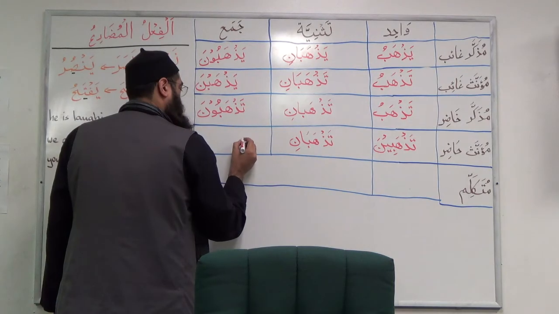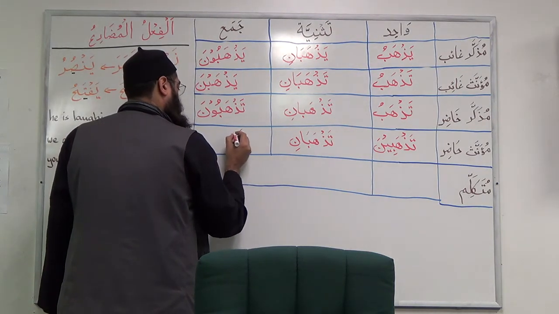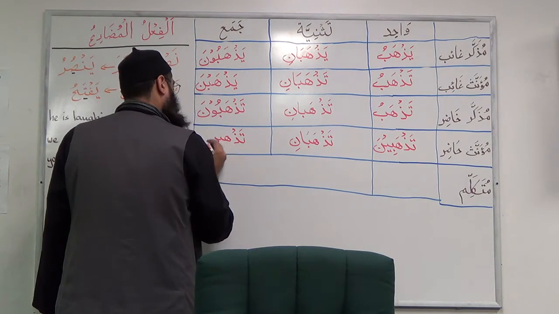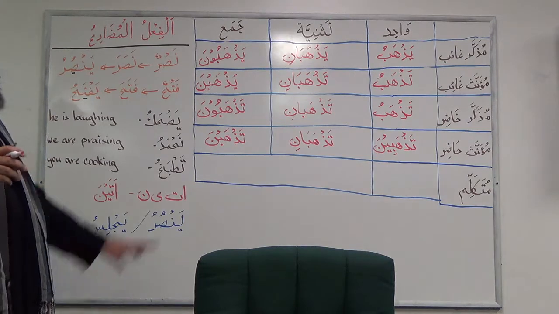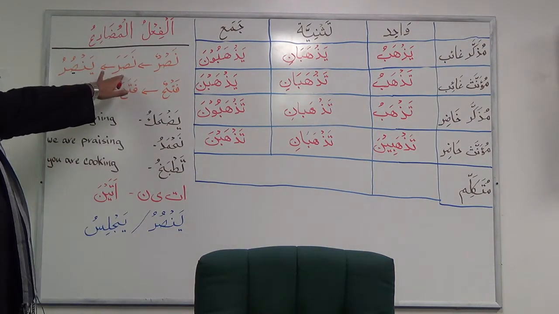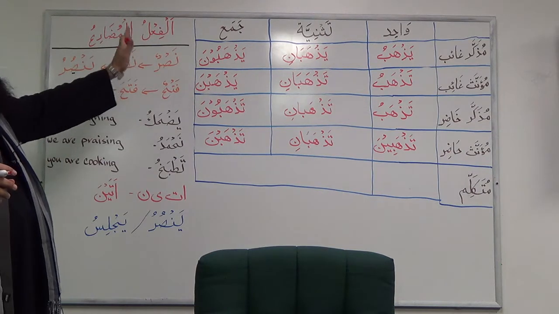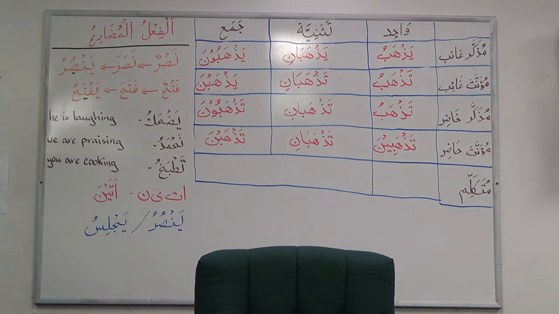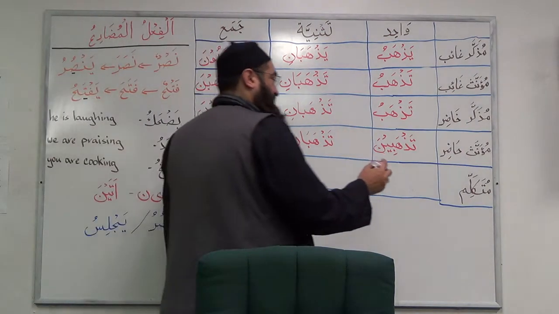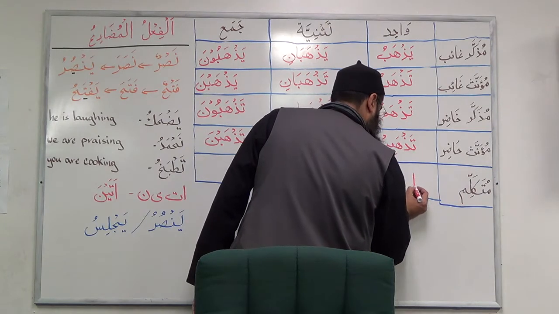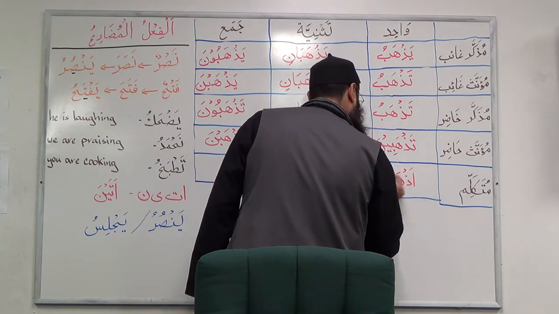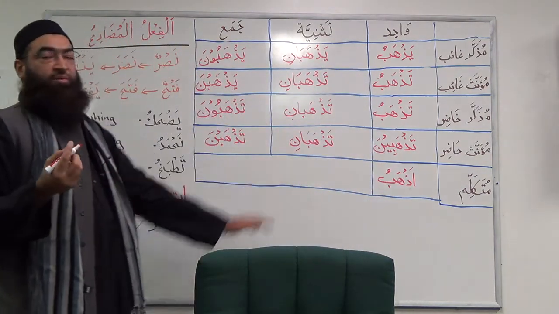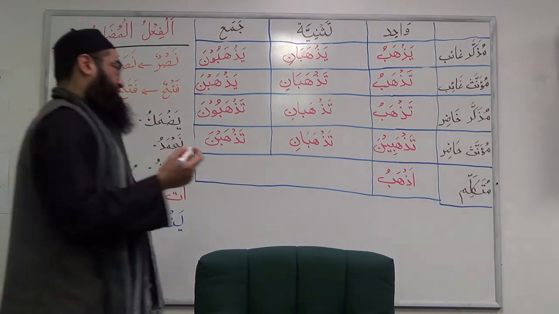And then yadhabna. And then what did I say? These are the three root letters. What do you give to the mutakallim in mudari? What's the letter you give? What's the prefix? Alif. Good. So it's going to become what? Adhabu. And then what do you give to make it jama mutakallim? Noon.